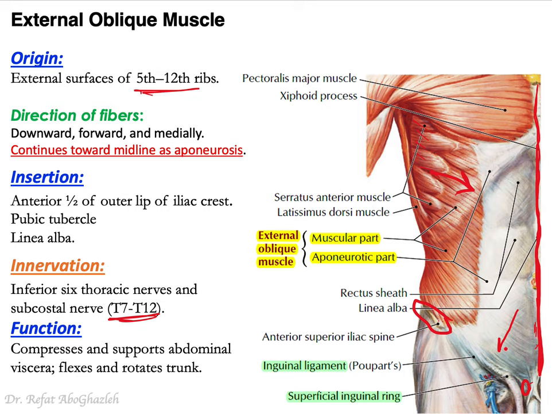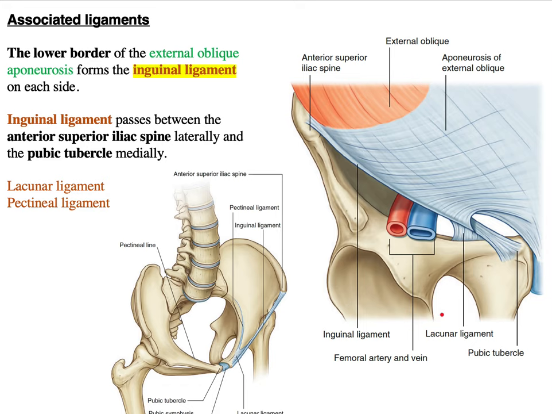What's going on with the external oblique muscle? Yes, this is the external oblique muscle, and this is its aponeurosis. Look what's happening here to the aponeurosis, guys. So this is the external oblique muscle and its aponeurosis, the aponeurosis of external oblique. It is reflected on itself like this, making a kind of cuff.